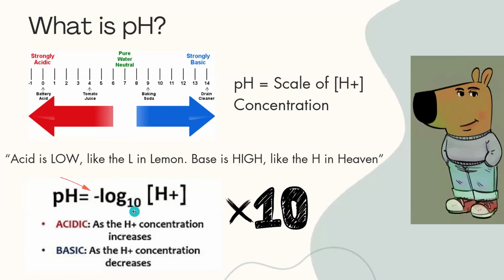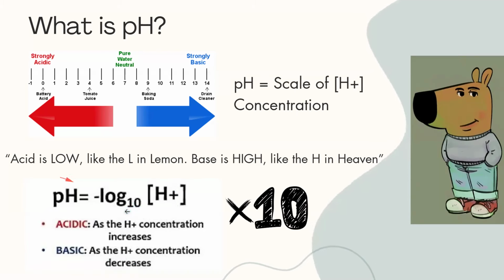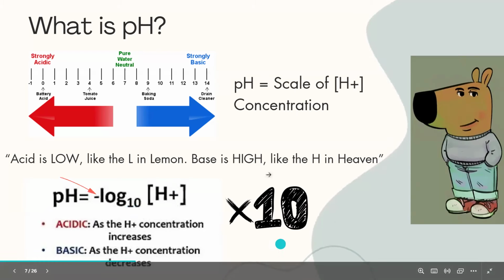Log 10. Well, usually we think in steps of 1. We go like 1, 2, 3, 4, and we count that way. But what log 10 is saying is actually, you know what, guys? Let's go 0, 10, 100, 1,000, 10,000, 100,000, a million. So log 10 is basically counting in steps of 10. All right? That's why I put this times 10 over here.